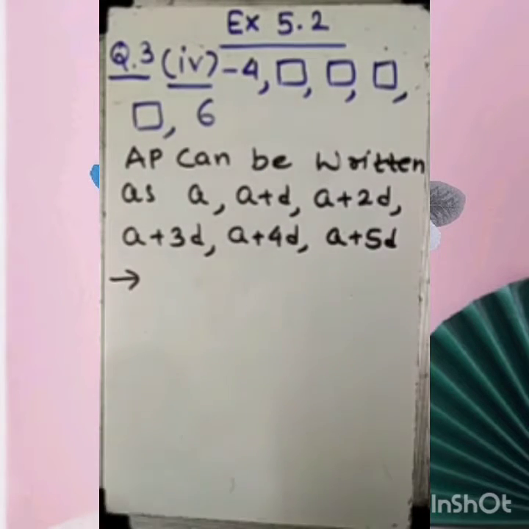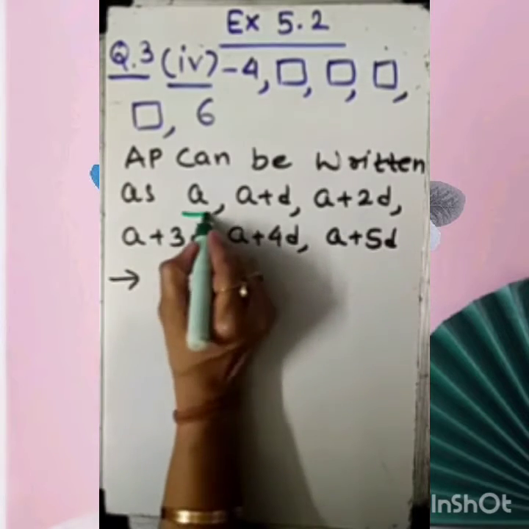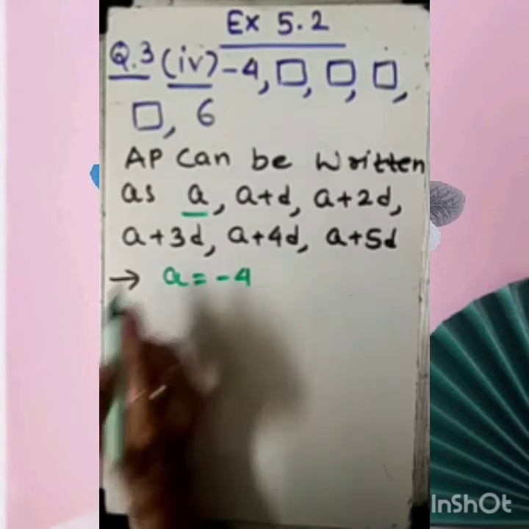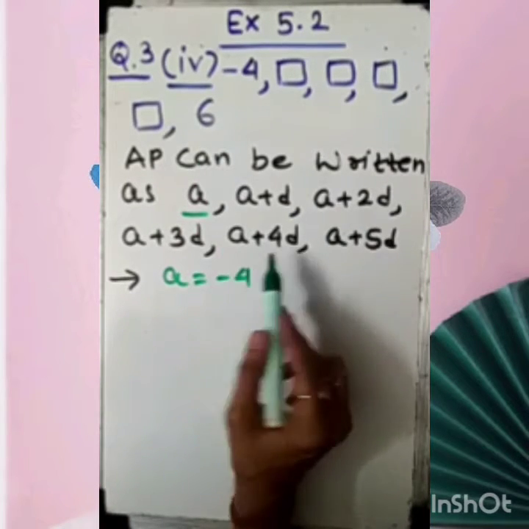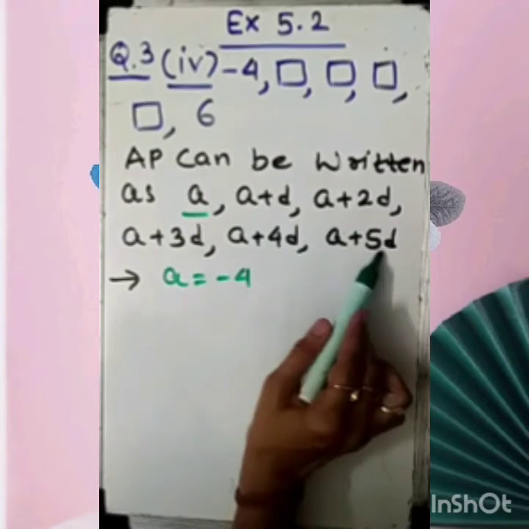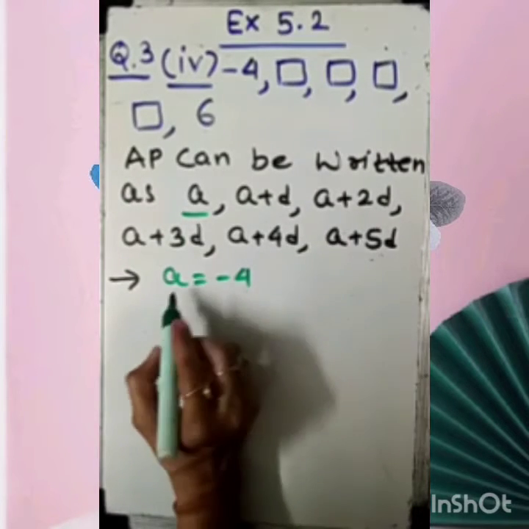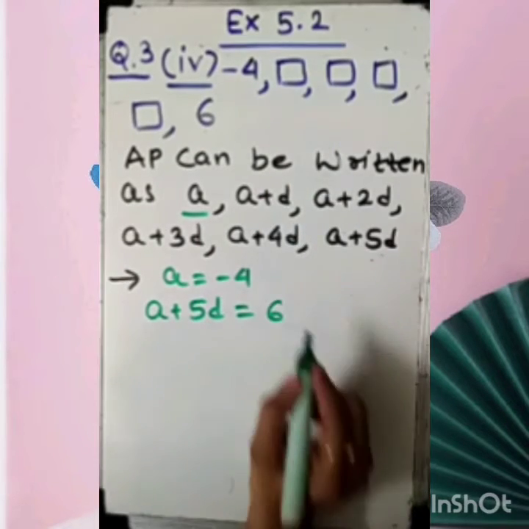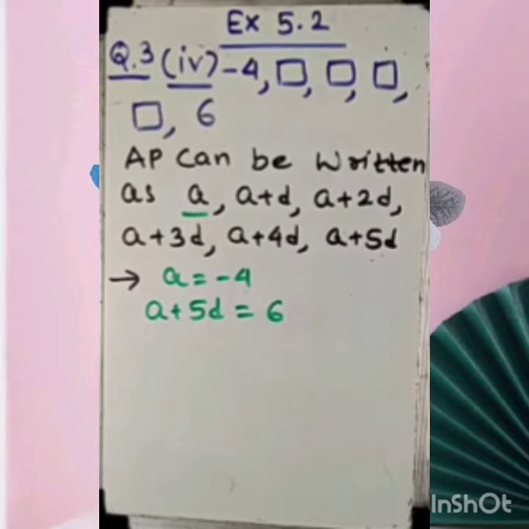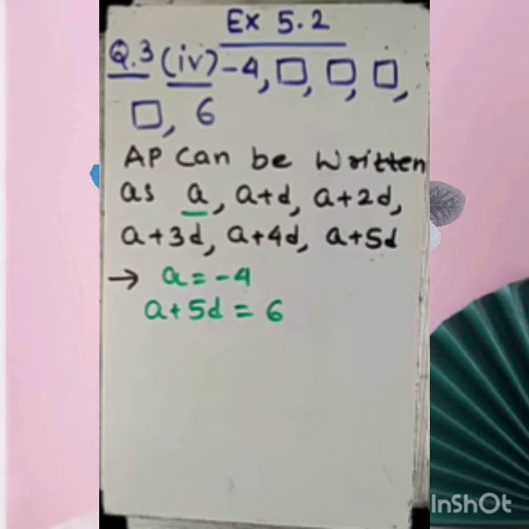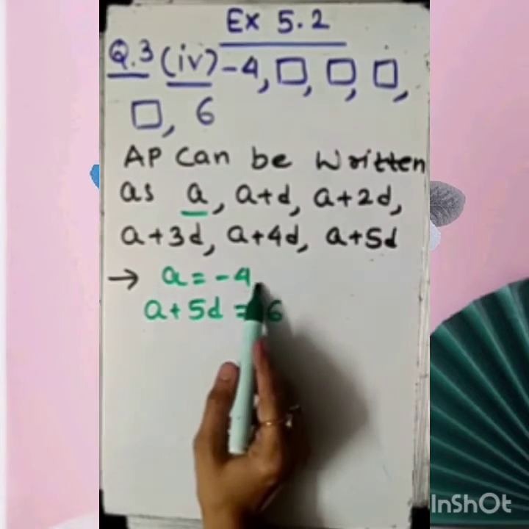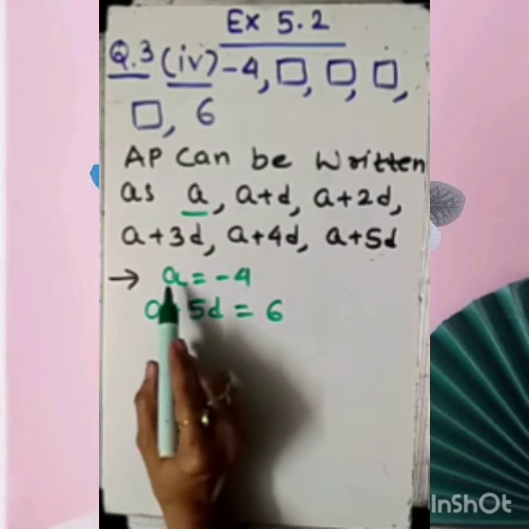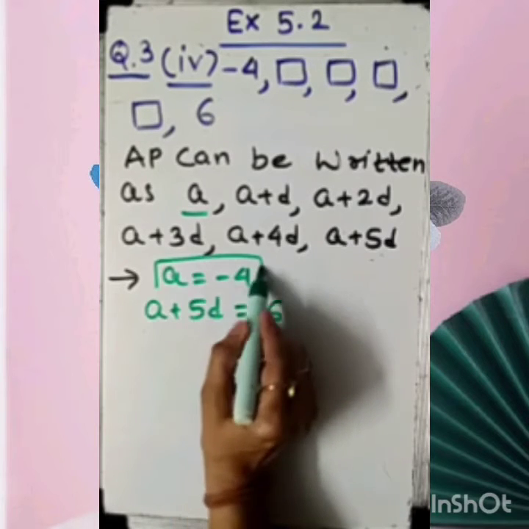So if I compare the first term, then A I should consider -4. What about the last term? If I compare the last term, that is the sixth term, it is A plus 5D, that is equal to 6. Okay. So let's continue. We are finding this A equal to -4 and this term A plus 5D equal to 6.